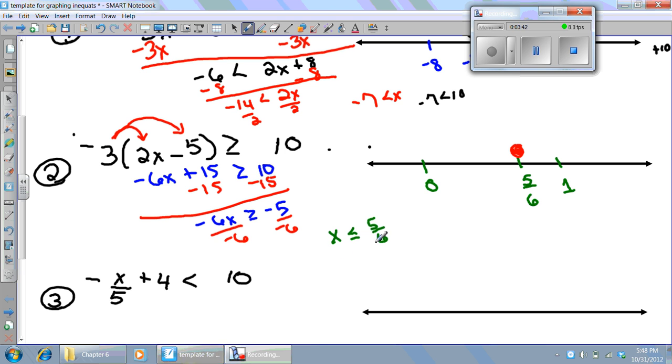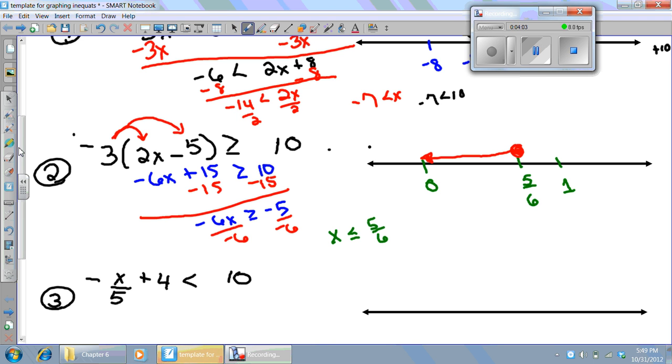Now, give me a number that makes this true. Is 0 less than 5/6? Or is 1 less than 5/6? Well, 0. So I'm going to shade in the direction toward the 0. And I'm going to put an arrowhead on that. Don't waste your time showing all the numbers on the number line. Just show the numbers that we care about in this problem.